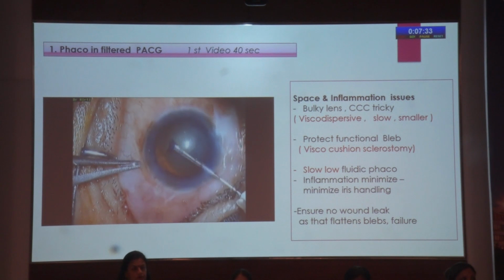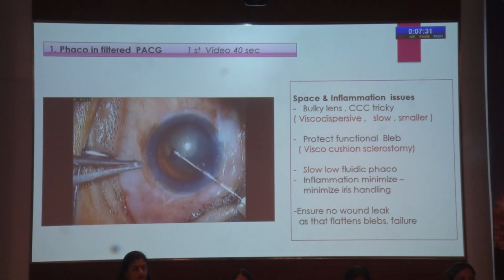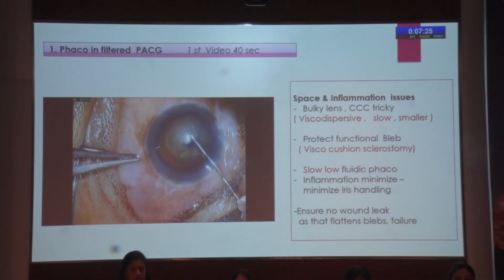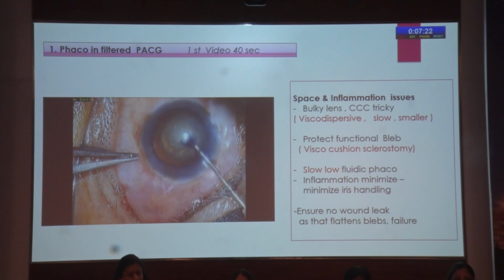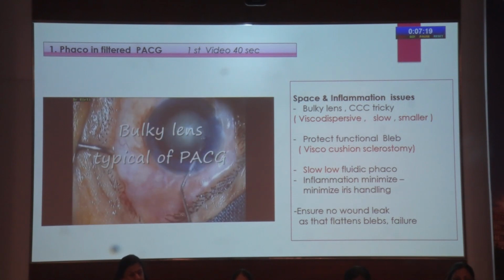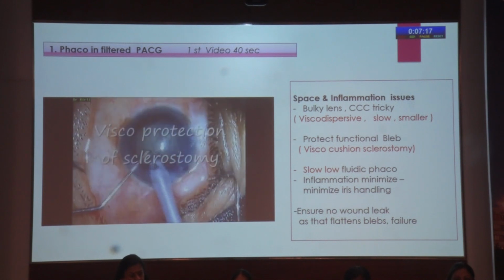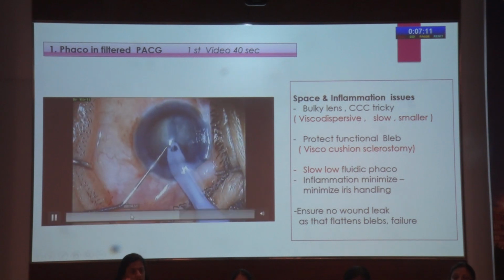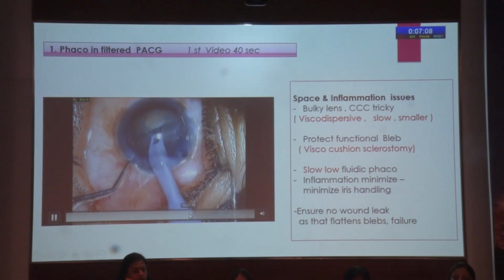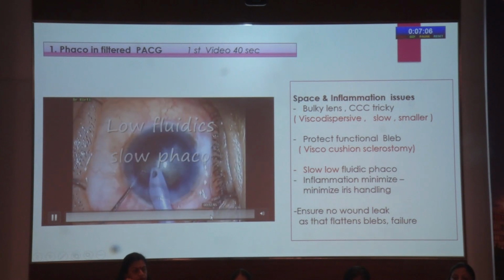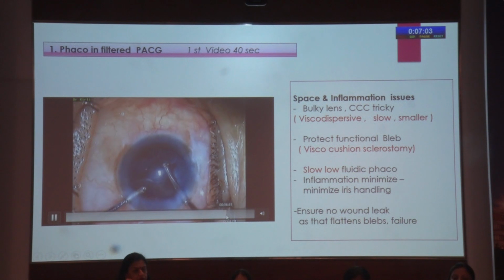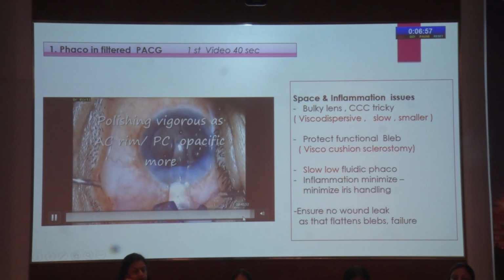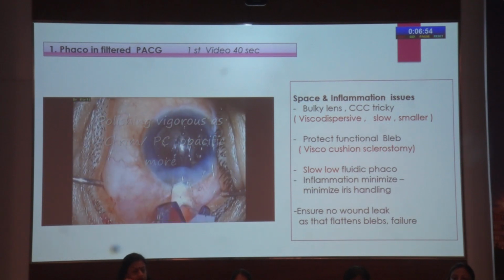As we see, it's a very shallow AC. It's a bulky lens, what is called a volcano lens configuration. The lens is always protruding out. So it's preferable to use a viscodispersive, because if you put HPMC, it's difficult to remove it. And then we protect the functional bleb with the visco cushion. So this is just the phaco surgery being done, low fluidics, slow phaco, and we have protected the bleb with the visco cushion. At the end, please do a lot of polishing, as these patients get PCO very frequently.